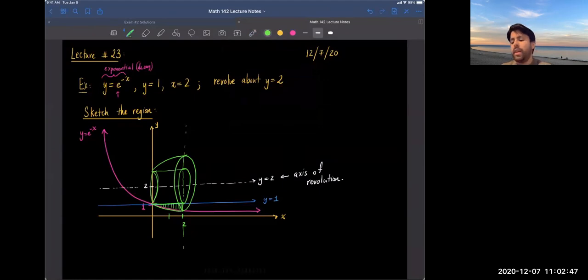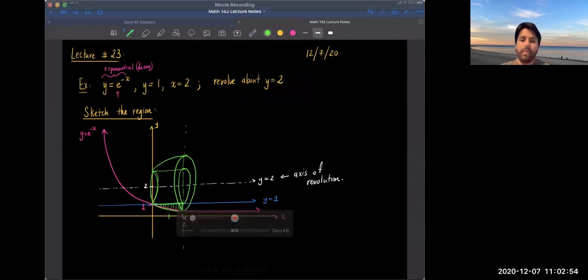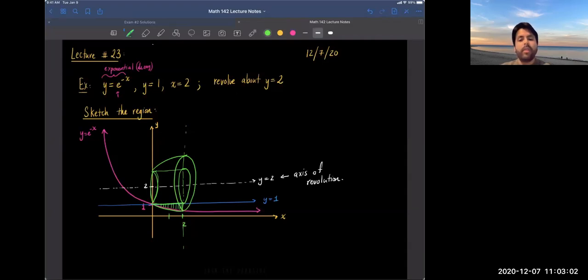Do you guys see what's going to happen? I'm going to have something like this. So I'm going to have like a pot, but there's no base. It's a baseless pot in a way. You guys see that? It's going to be a washer method. That's right. So now we don't have to worry about Maple. Hopefully, you guys can visualize this on your own.